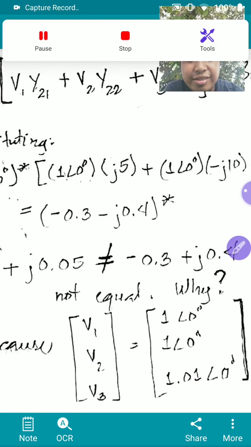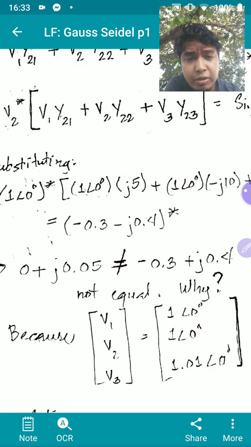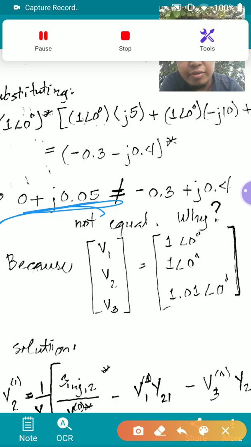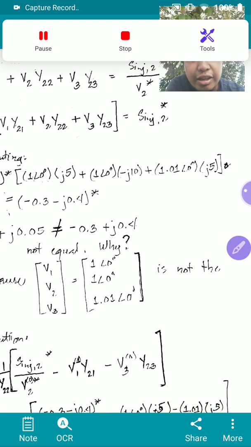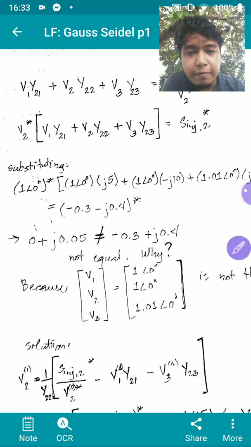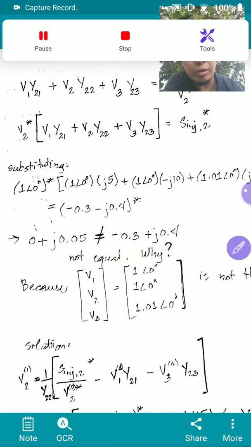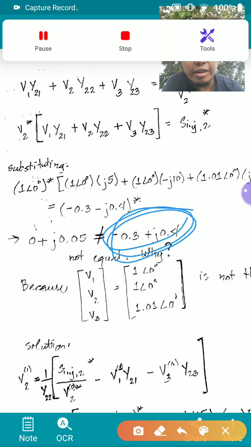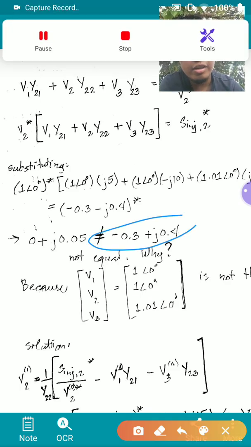Sir, why are these two sides, the left hand side and the right hand side, not equal? That is because for you to solve this, we use these values, and take note, those values are not the solution. This set of values of V1, V2, and V3 is not the solution. That is basically the reason why we are doing load flow. We are trying to get the values of the voltages that will give you a negative 0.3 and a plus 0.4 on bus 2. And because V1 that is 1 angle 0, V2 that is 1 angle 0, and V3 that is 1.01 angle 0 is not the solution, you don't get these values.